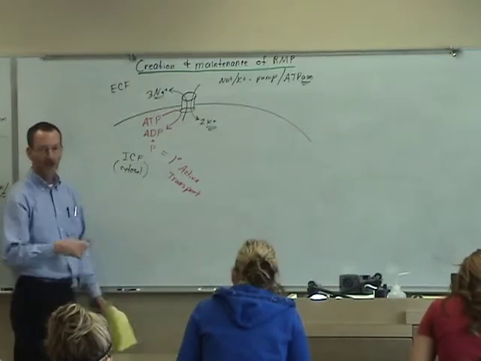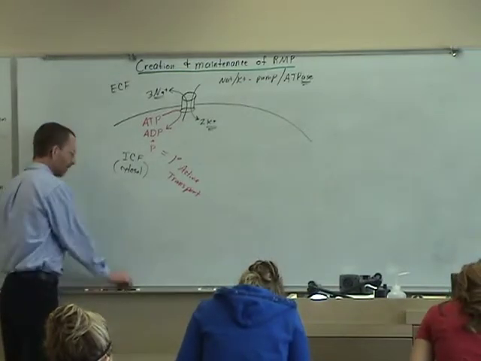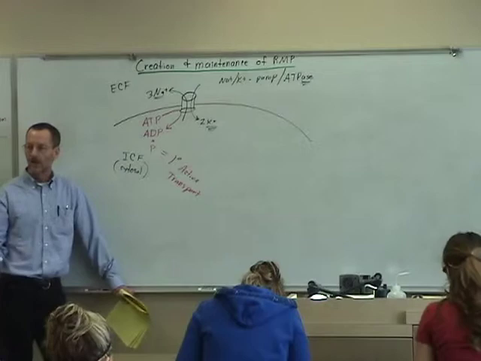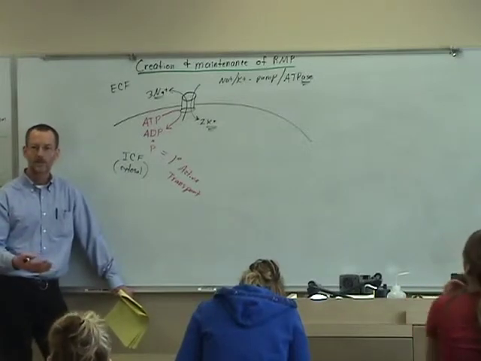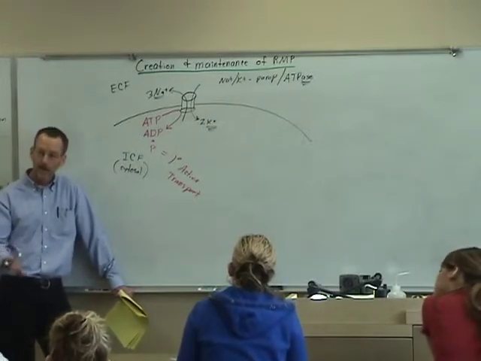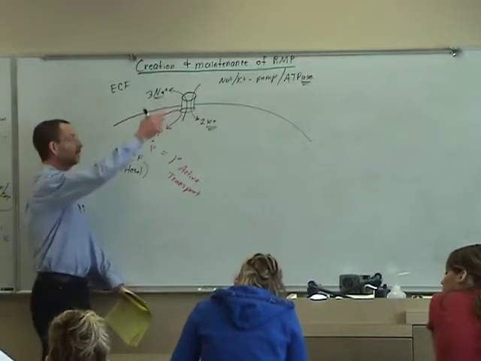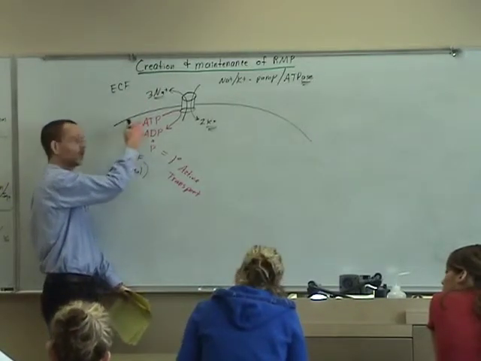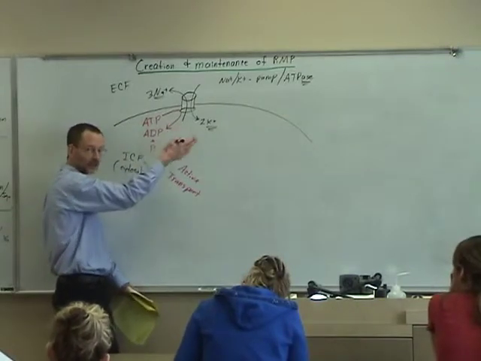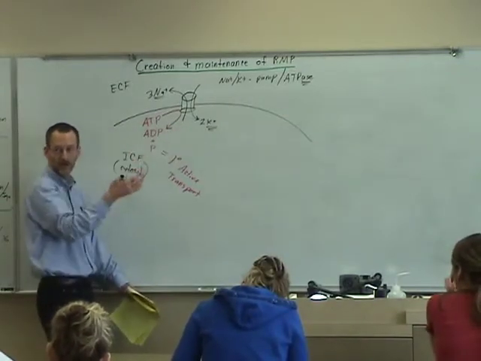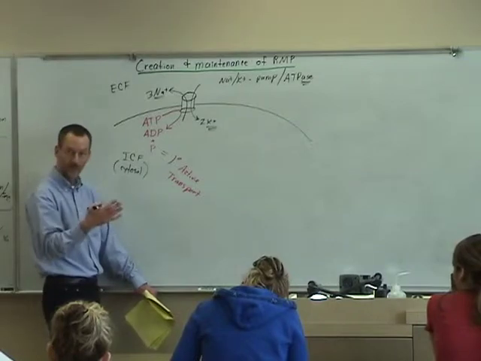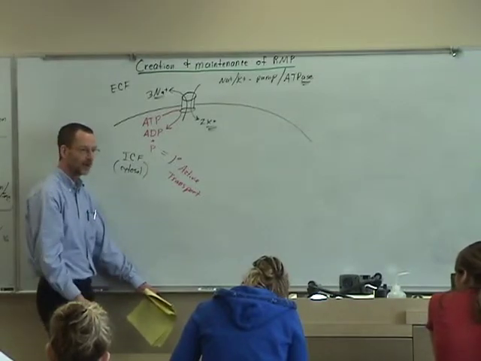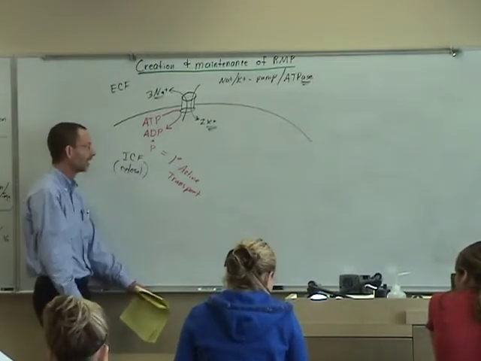Okay, so what have we gotten so far? We've created an ionic gradient, a chemical gradient. You see it? More sodium on the outside than on the inside, more potassium on the inside than the outside. So there's a concentration gradient of those two ions across the membrane. You already knew that from our relative ion concentrations.